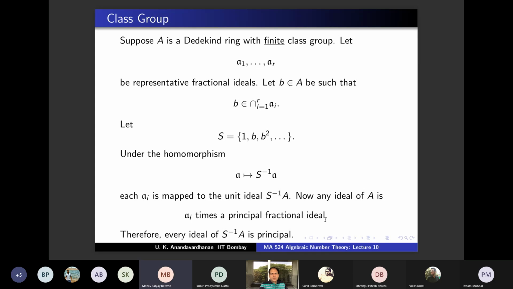So here is a way to generate PIDs by localizing. Every ideal is principal, so you can manufacture a PID by this construction. Under finiteness of class group, fix any representatives, take something from the intersection, and consider this multiplicative set. Then these by construction go to the unit element, and because the map is surjective, any ideal here has to come from some such thing, and therefore every ideal is principal.